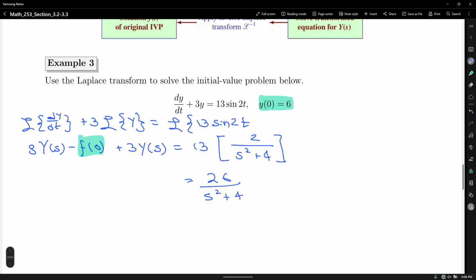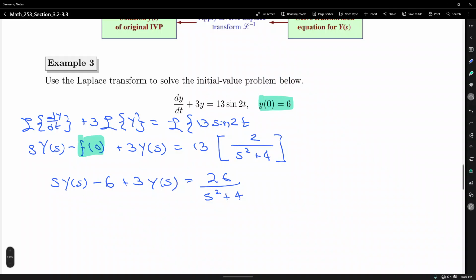What are we going to be left with on the left hand side? s Y of s minus y of 0, which happens to be 6, plus 3 Y of s. So we still have an equation, but this is no longer a differential equation. This is an algebraic equation, an equation for which we're going to solve for Y of s. Then we're going to take the inverse transform and boom, solution.